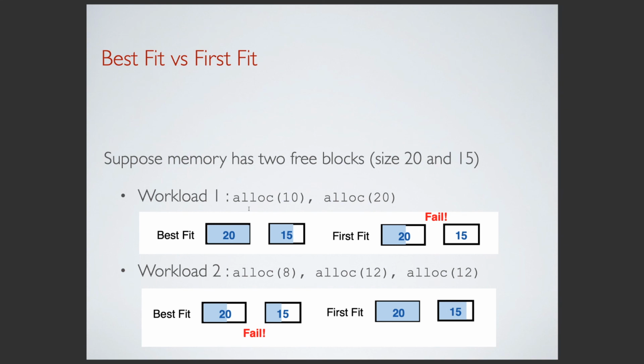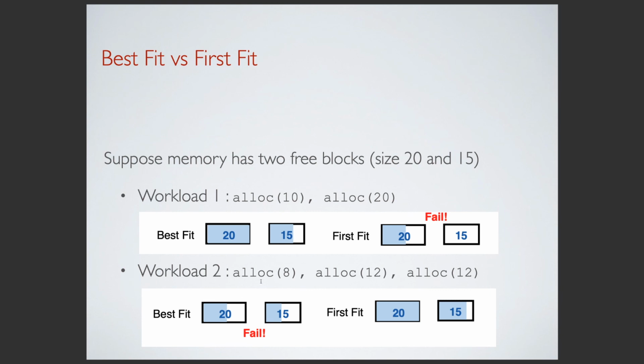If we do best fit here, of course, we are going to allocate the 10 inside the 15. We're going to try to minimize what's left, and what's left here is going to be 5. And then we're going to allocate the 20 into 20. So here it works. But if we do first fit, actually it doesn't work, right? Why? Because the first block, 10, you're going to put inside the 20, and it's going to leave a 10. Then you need to allocate 20, but bad luck, you are left with a 10 and a 15. You cannot allocate anything. Malloc returns no. So here you see it doesn't work.